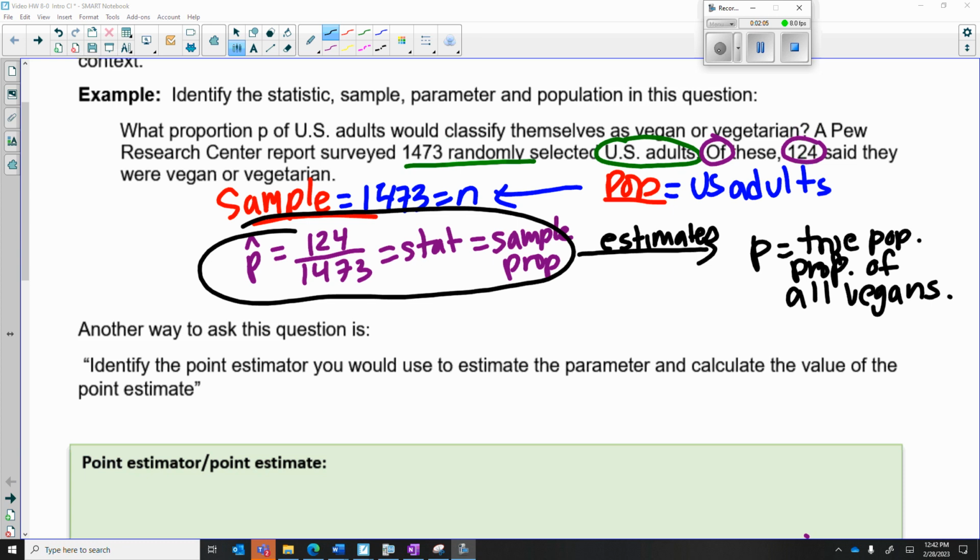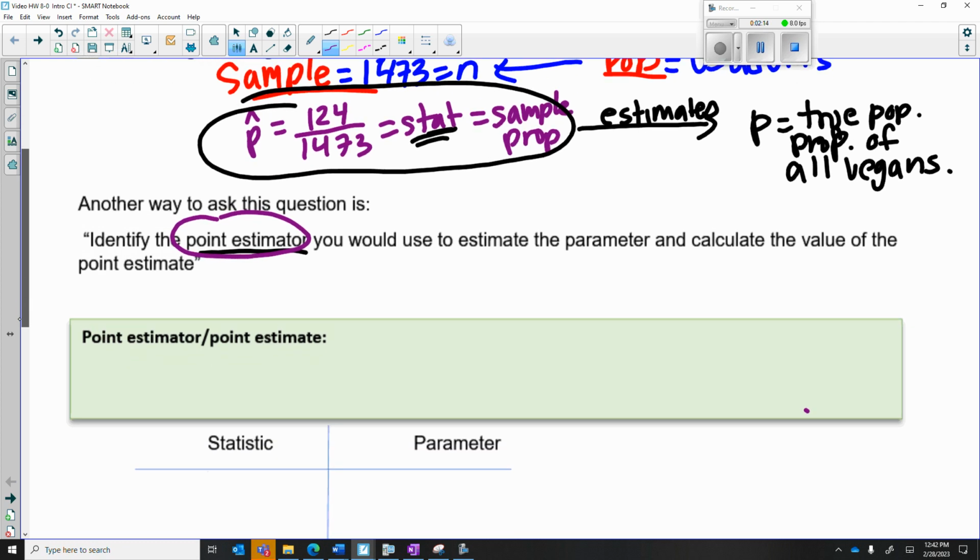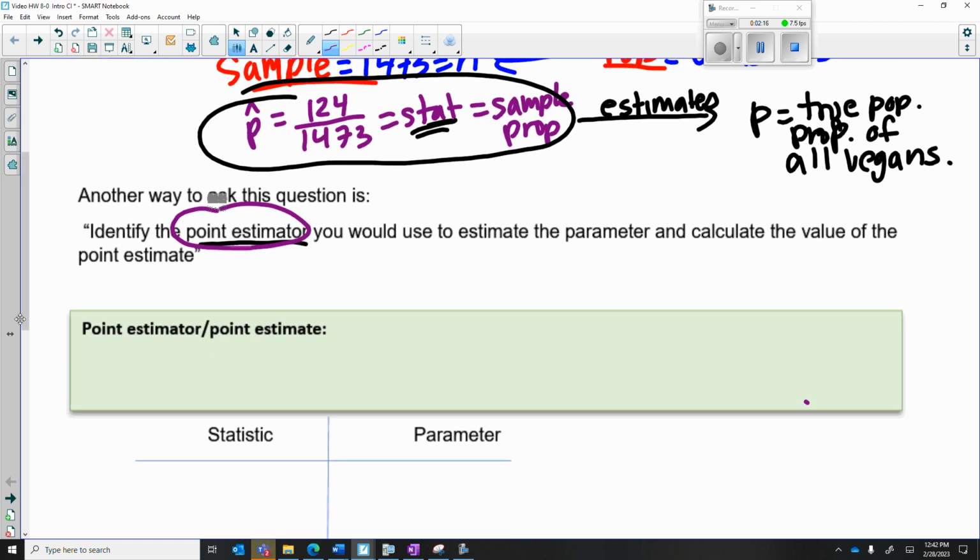Now, another name for a statistic is called an estimator, specifically a point estimate. So in the box down below, in this green box, it says point estimator or point estimate. That's basically another name for statistic. So it is a statistic, which is a number that comes from the sample, and it's used to estimate the true population parameter.